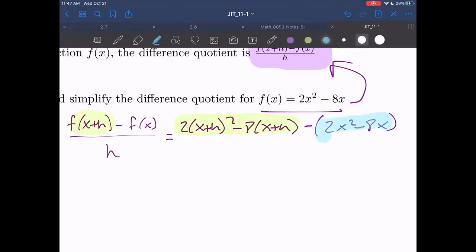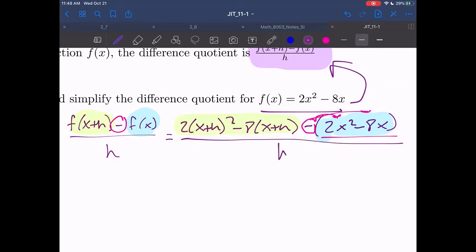Something to be careful of: when we go to do this negative here, it's minus the whole function. So you have to make sure that gets distributed. If you want to first write this function with parentheses around it and then do the distribution in another step, that's fine. But either way, you need to make sure you distribute it. And then all of this is over h.